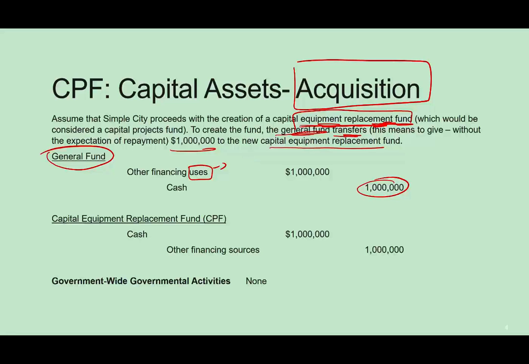Cash is being reduced. So this account goes on the revenues and expenditure statement. So basically, it's an income statement account. But it's not expenditure. It's other financing uses. General fund is using cash.